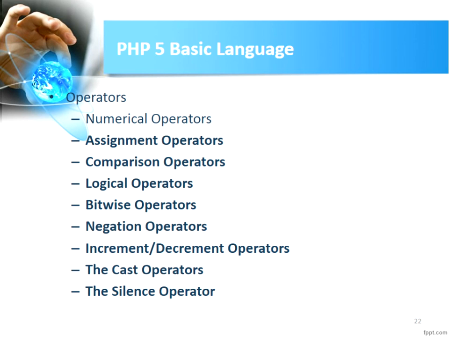So there are many operators in PHP 5. We can find numerical operators, assignment, comparison, logical, bitwise. Bitwise operators, that means all the operators for specific bits, like for example not, and, or, etc. Negation operators, increment, decrement operators, etc.